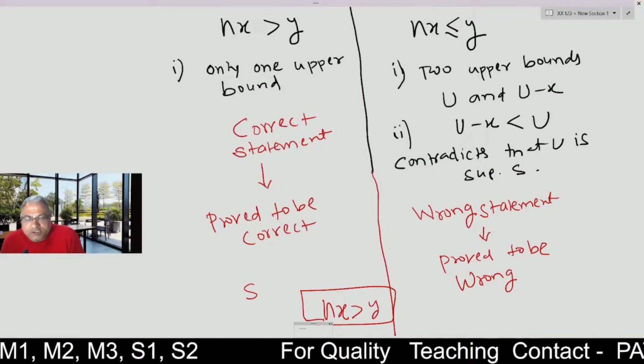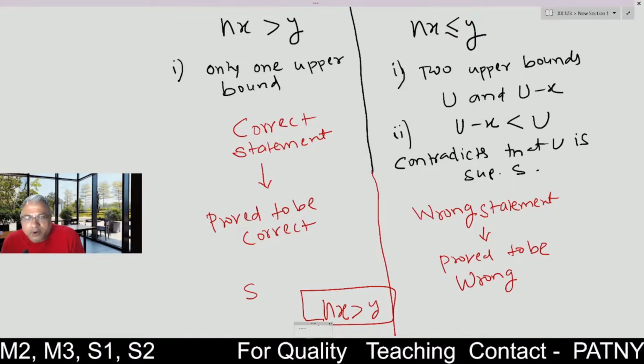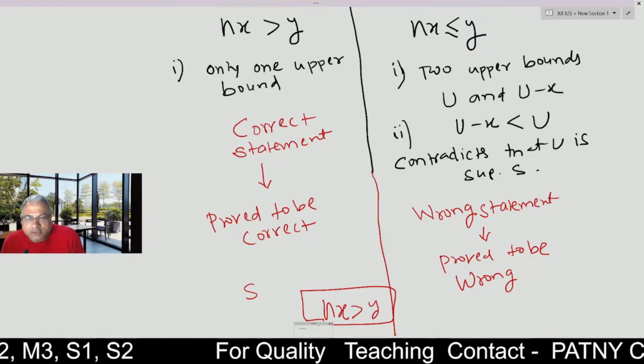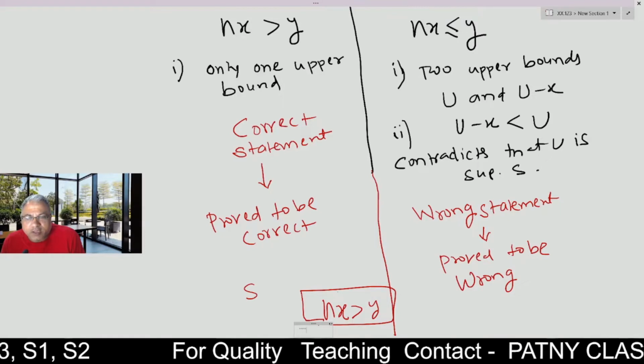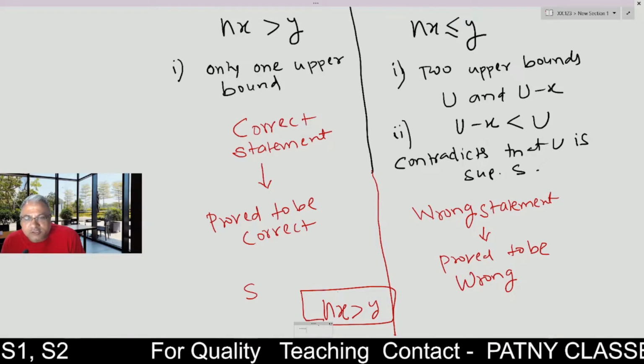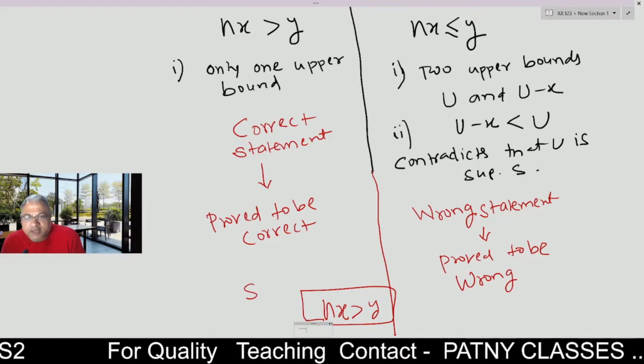From the above discussion we come to the conclusion that the Archimedean property of real numbers is correct, and the statement that nx greater than y always exists is also correct. Hence, we establish nx greater than y.